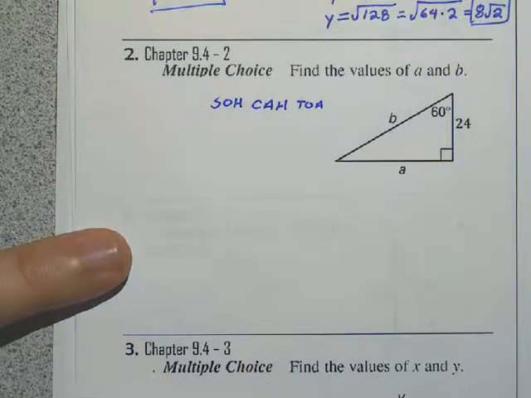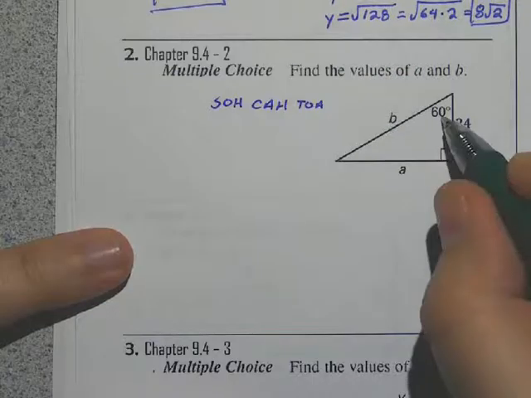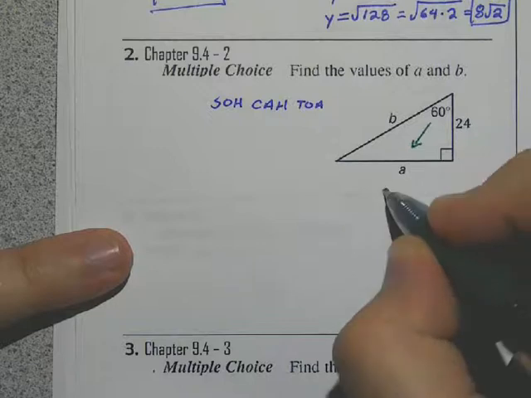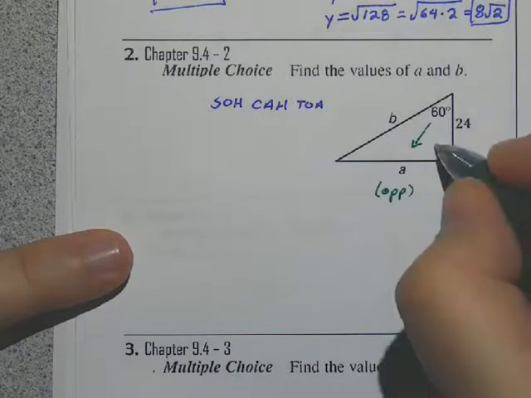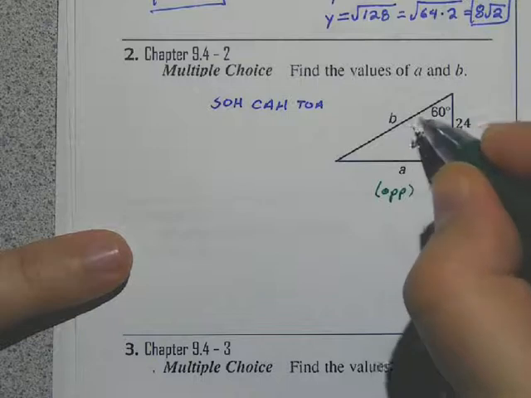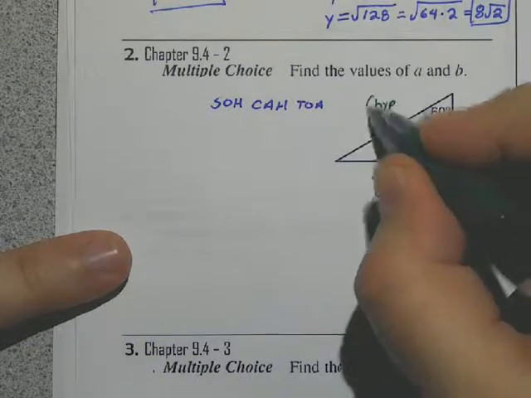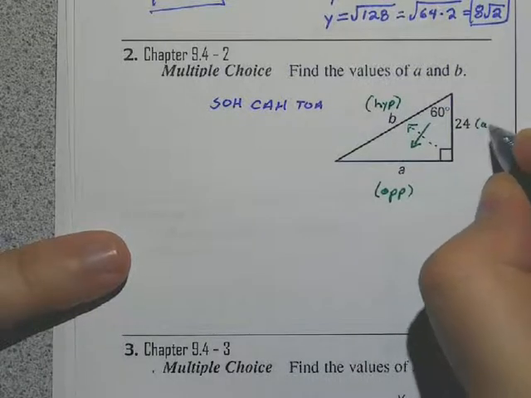Alright, so the first thing we probably ought to do is figure out which sides are opposite, adjacent, and hypotenuse. So from the 60-degree angle, the side that's opposite would be A. The side that's the hypotenuse is always across from the 90-degree angle. So that's hypotenuse. And then the 24 would be left to be the adjacent.